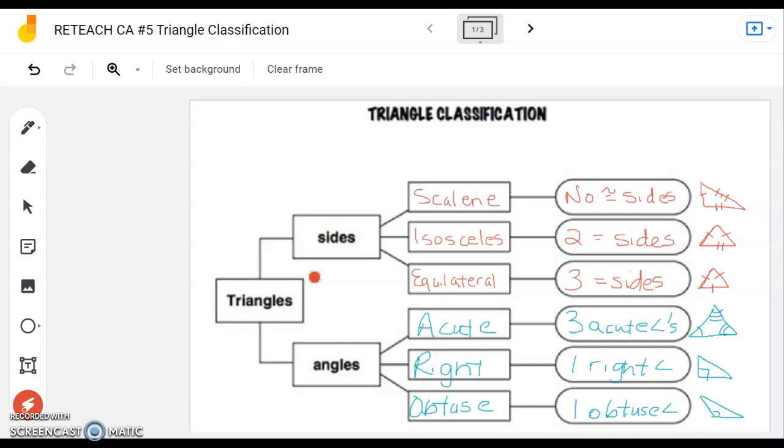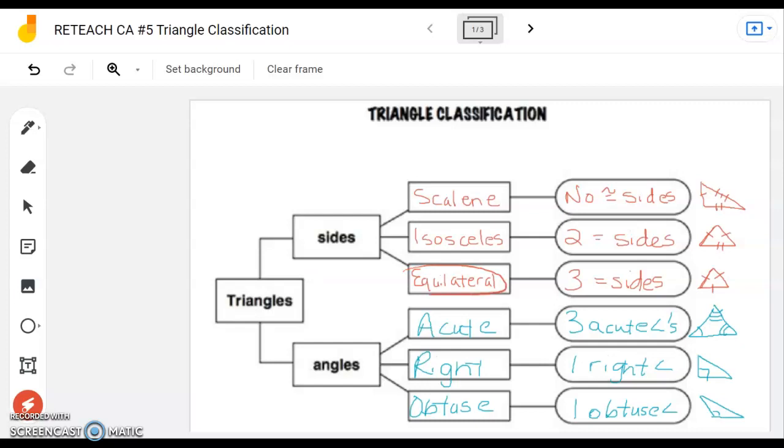So when you're looking at the sides, you have three triangles. You have scalene, which means no sides are equal. So all three sides are either going to be marked differently or they're going to have different measurements for each side. Isosceles, that means two of the sides are equal, and you're going to see either two sides marked exactly the same or they're going to have the same measurement there.